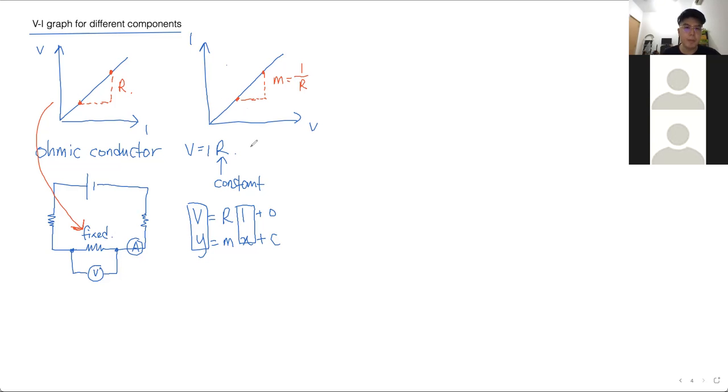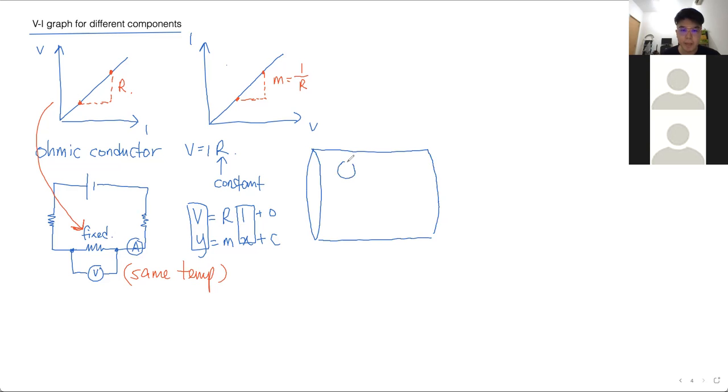Okay, so for an ohmic conductor, the resistance is fixed, right? Provided you have the same temperature. The surrounding temperature must not increase, it must stay the same. Why? Because if the surrounding temperature increases, it affects the resistance of the resistor and increases it. Think of the internal structure: you have many atoms. Let's say this is the wire, the copper wire. The electrons move in the wire at high speed.